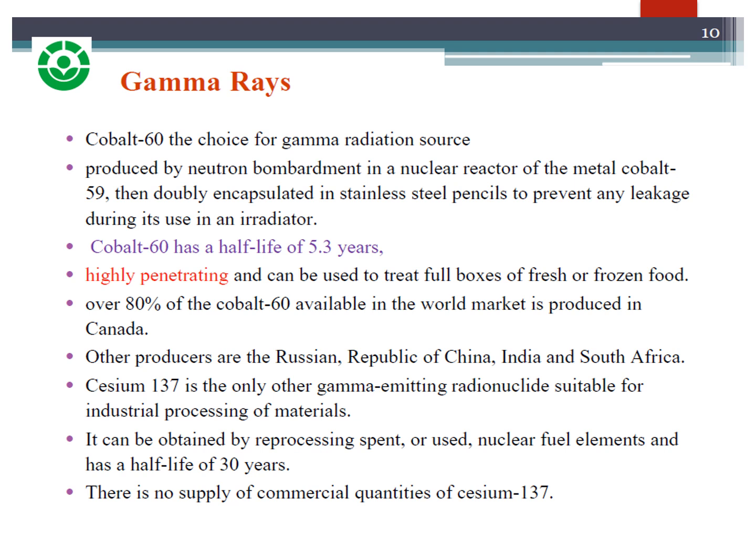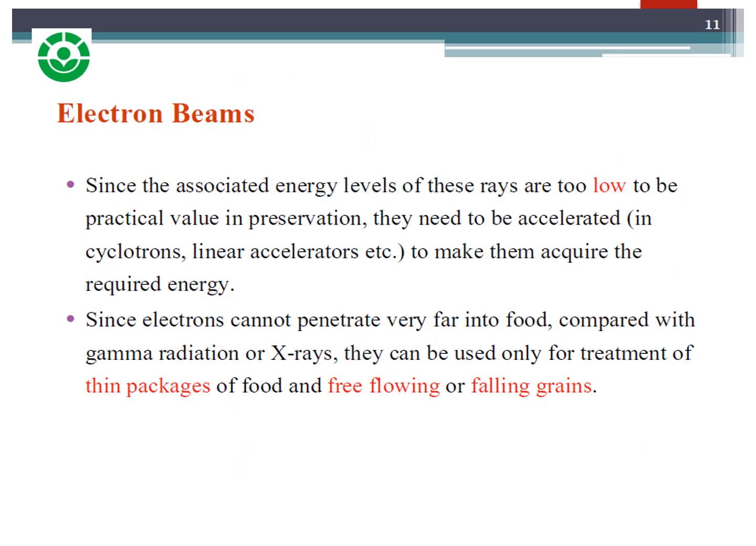Next is cesium-137. Cesium-137 is the only other gamma-emitting radionuclide suitable for industrial processing of materials. It can be obtained by reprocessing spent or used nuclear fuel elements and has a half-life of 30 years. There is no supply of commercial quantities of cesium-137.